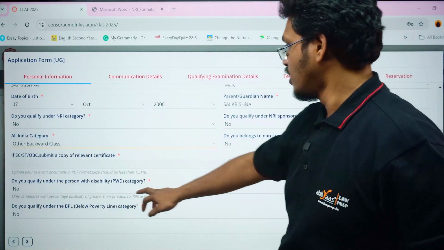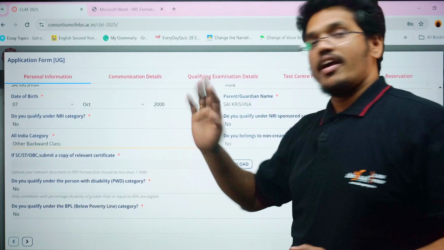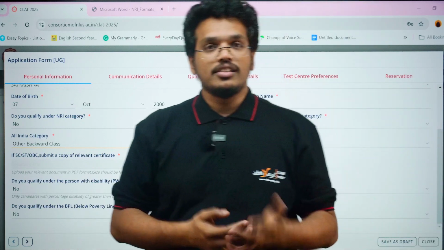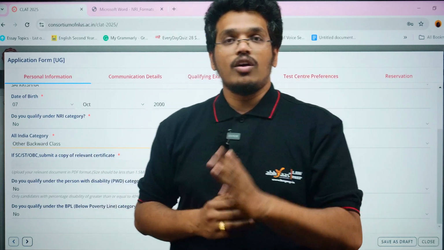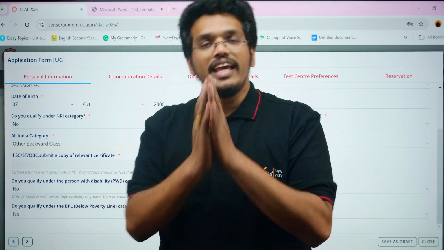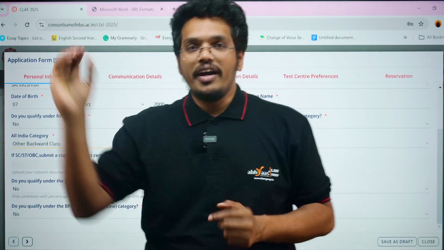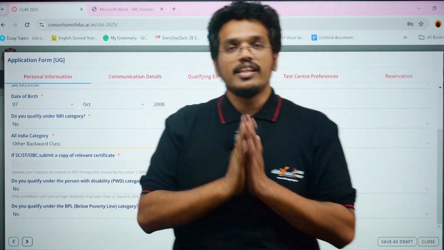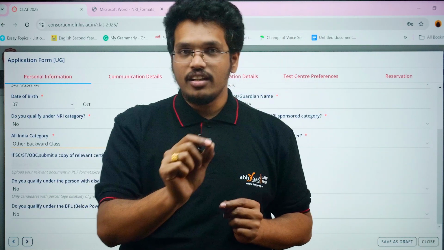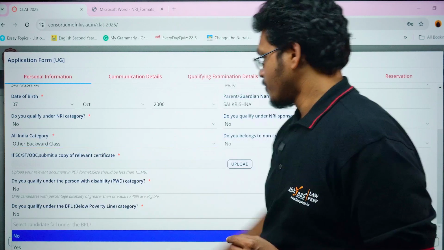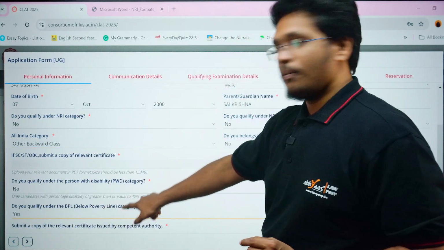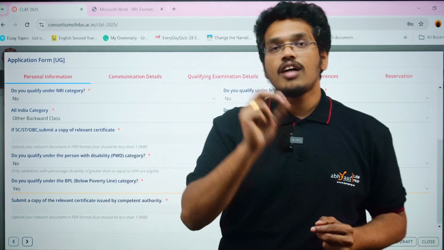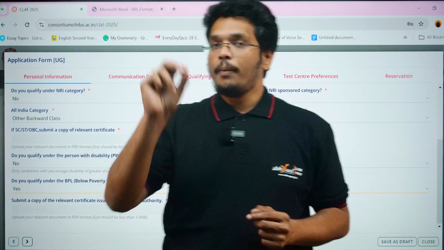Next, do you qualify under the BPL category? This is for economic backwardness. Many people often think that if you have a valid white ration card, you are eligible to apply for BPL. But you need to enter the certificate number. If you apply here as a BPL category, they will ask for the certificate. A ration card is not a certificate to be uploaded here.